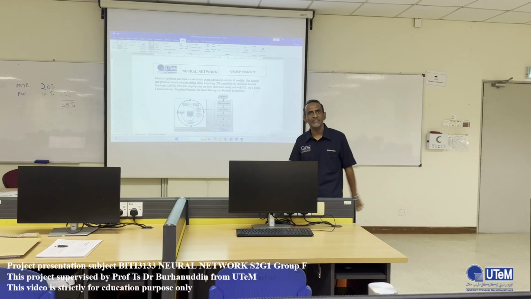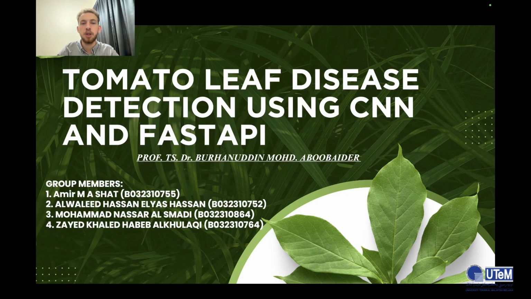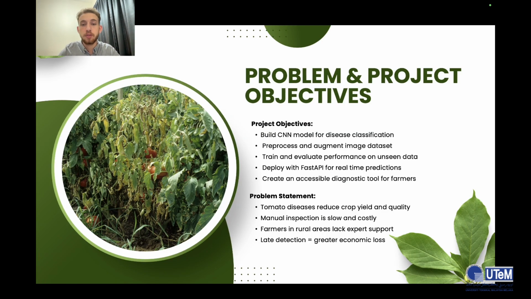Okay, thank you. Please. Assalamualaikum and hi everyone, I'm Amir and today I'm going to present our project. Our project title, as you can see here, is tomato leaf disease detection using CNN and FastAPI. Problem and project objectives. The project objectives: build a CNN model for disease classification, pre-process and augment the image dataset, and train and evaluate performance on unseen data.